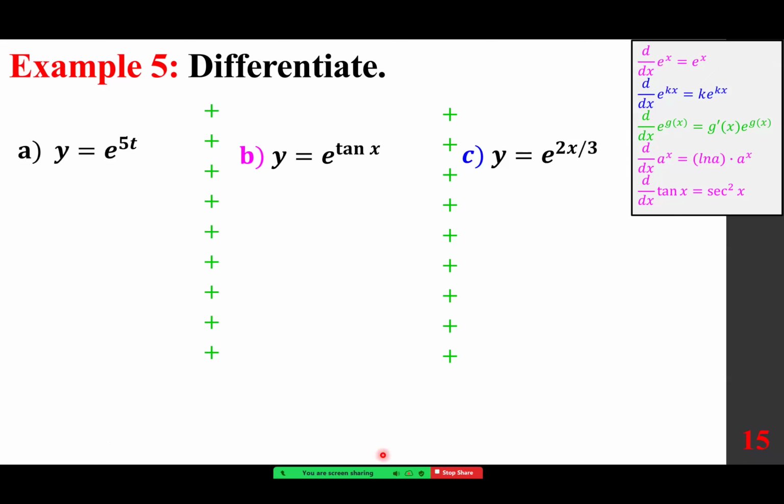We are differentiating exponentials, and it was mentioned that the derivative of an exponential is always itself. If it's e to the power of x, it's just e to the power of x. If it's e to the power of kx, it's itself times k. If it's e to the power of g of x, it's itself times g prime of x. So the way I'm going to differentiate is to rewrite the answer as itself, e to the power of 5t. And then I need the derivative of the exponent, 5. I put it in front and I'm done.